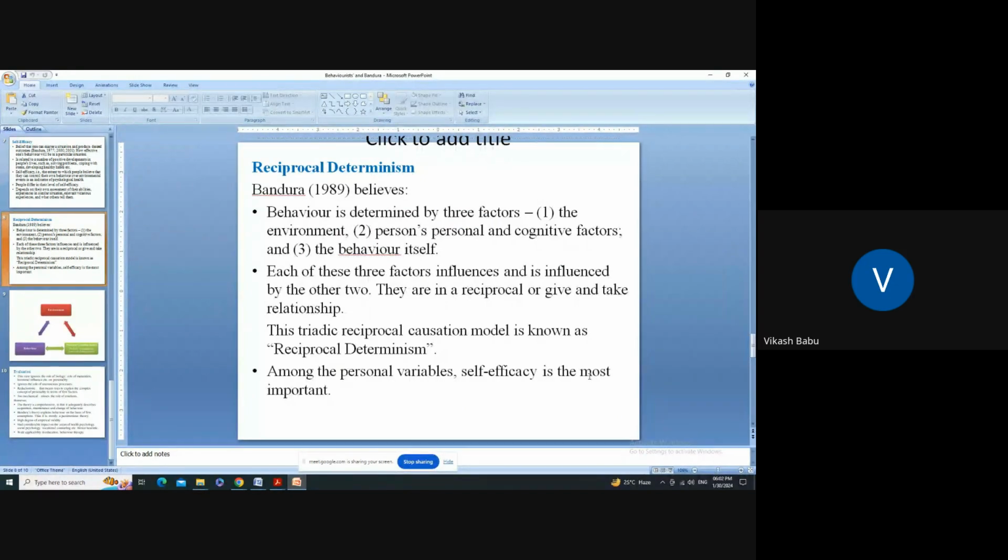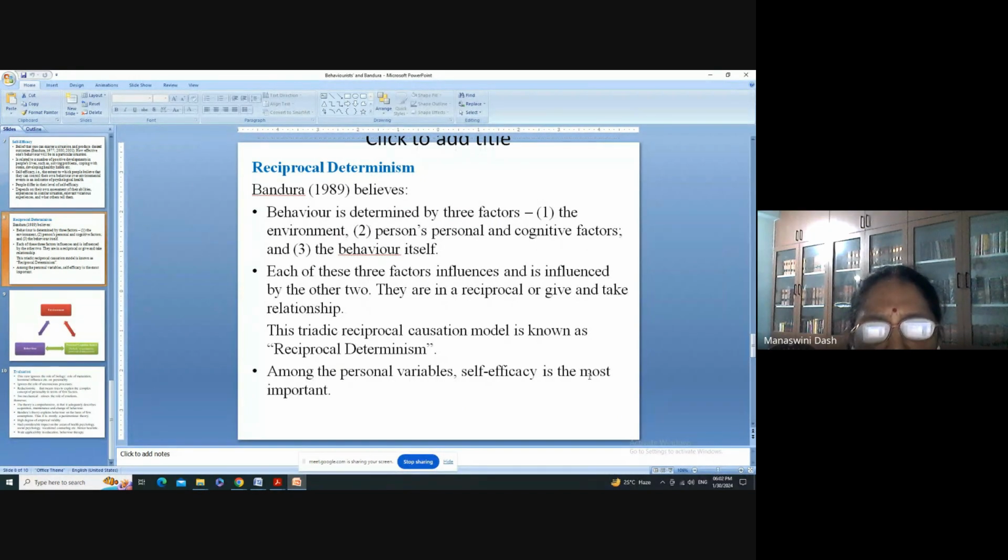These three factors are in a reciprocal cause and effect relationship. Each factor is in a reciprocal cause and effect relationship with the other two. So this triadic reciprocal cause and effect model is known as reciprocal determinism.